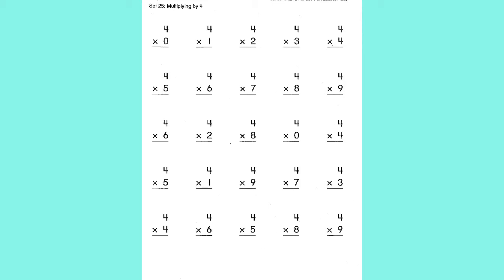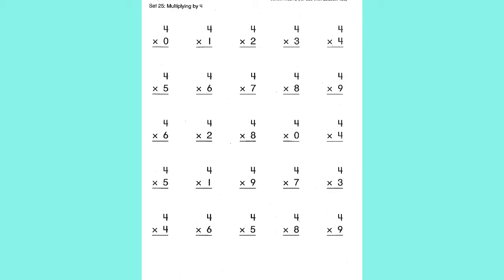4 times 6 equals 24. 4 times 2 equals 8. 4 times 8 equals 32. 4 times 0 equals 0. 4 times 4 equals 16. 4 times 5 equals 20.